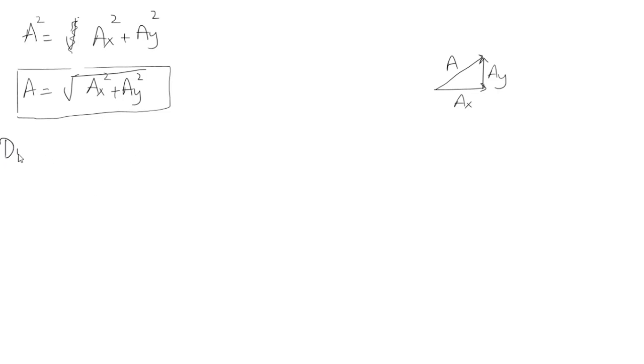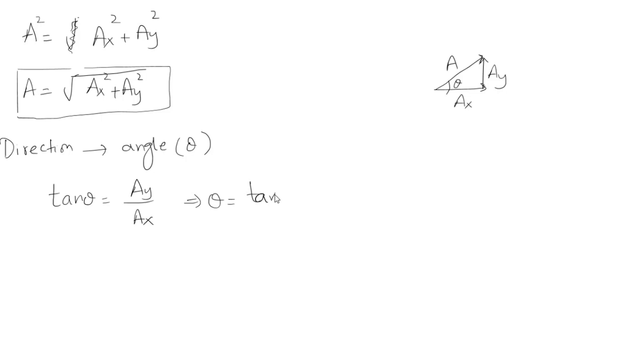For the direction, we need an angle. Usually we denote it by angle theta. If this is angle theta here, then I can use the definition of tangent theta, which is ay over ax. Or here I can write theta will be tangent inverse of ay over ax. So the angle will give us the direction of a vector using its components.